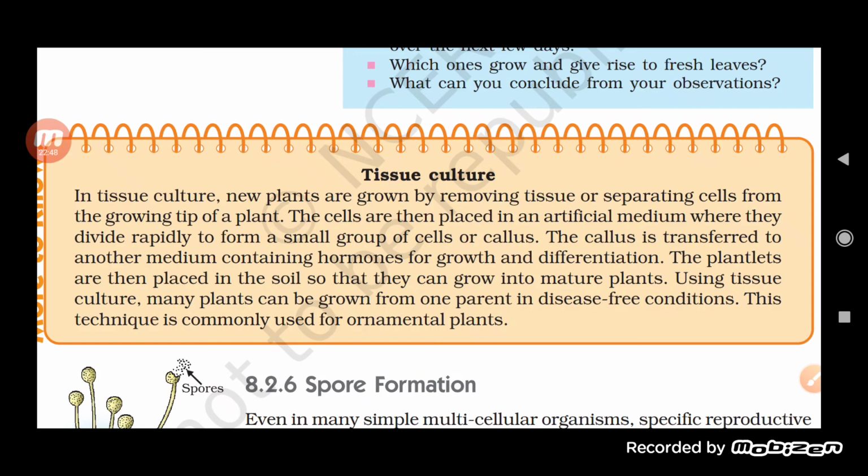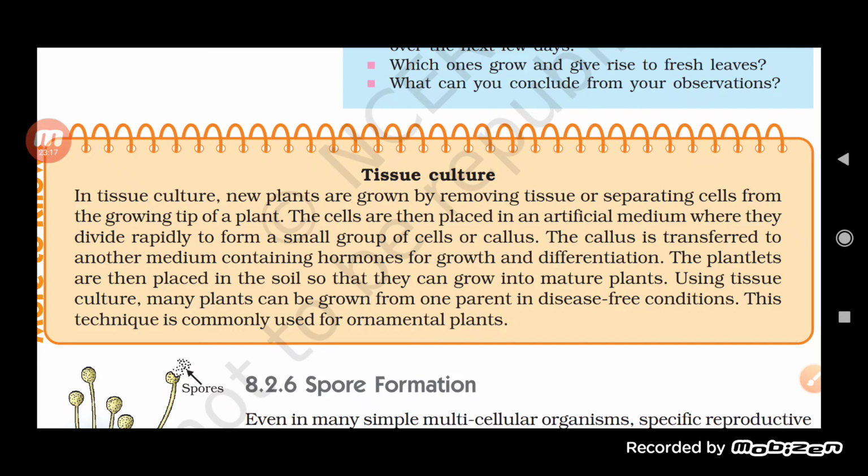Then the callus is transferred to another medium containing hormone for growth and differentiation. Actually, it is transferred to a jelly consisting of a suitable plant hormone, and this plant hormone is important because it helps in stimulating the callus to develop roots. That's why the hormone is important. You know why hormones are important to us? Because they help in the growth of our body. It's a kind of growth hormone.